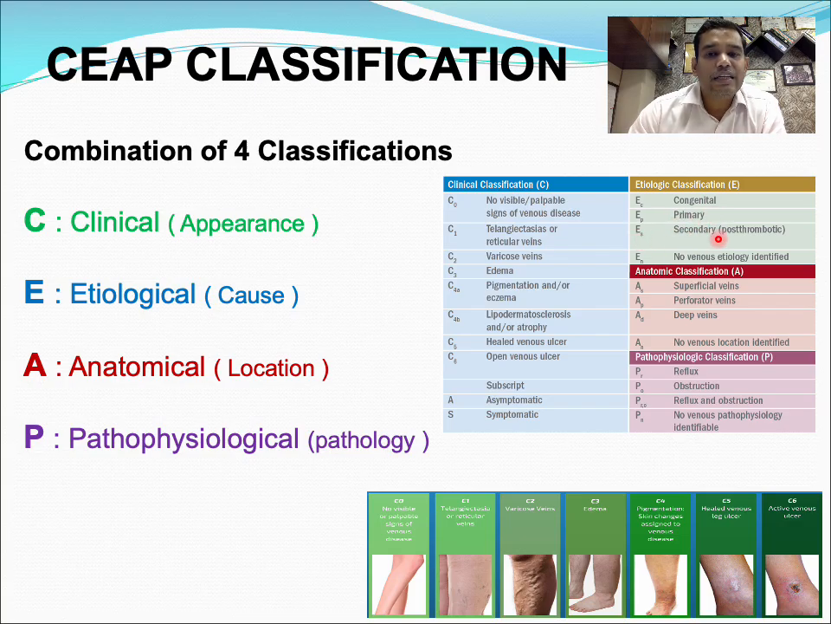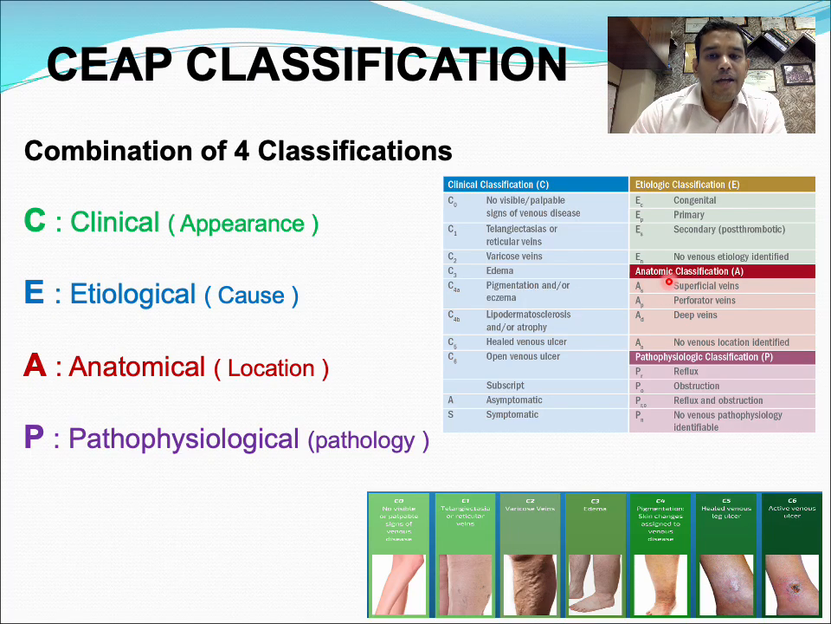Secondary, ES, that is, because of some thrombosis that has occurred in the vein, that is DVT, which has led to fibrosis and the valve has become incompetent. And EN, that is, no pathology can be detected, no such history is there, there is no relevant finding that you have on the etiology basis.